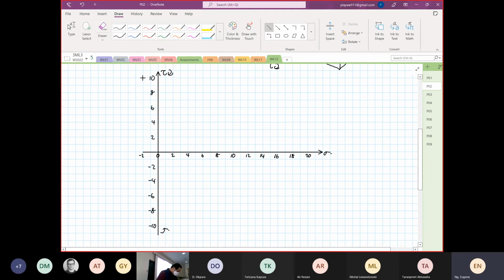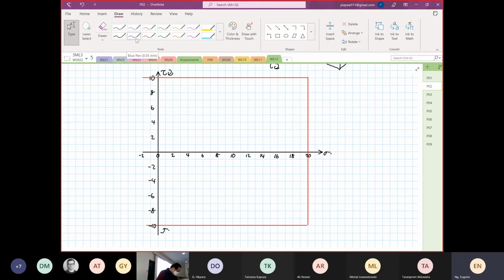So we know that 10 is our upper limit, -10 is our lower limit in terms of shear, and then we have our 20. Then we are going to have our first point. So it's 14. And then we have our 8.